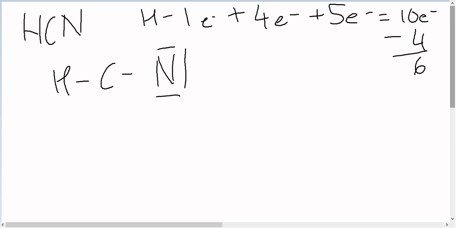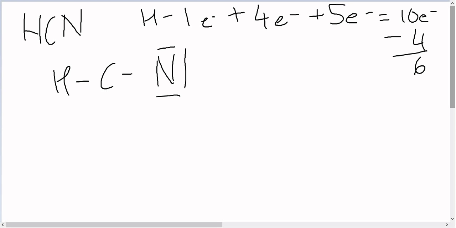In this case, carbon only has 2 electrons. However, carbon is only making 2 bonds. However, carbon can make a total of 4 bonds. Therefore, it needs a total of 4 electrons in order to have a full valence shell.